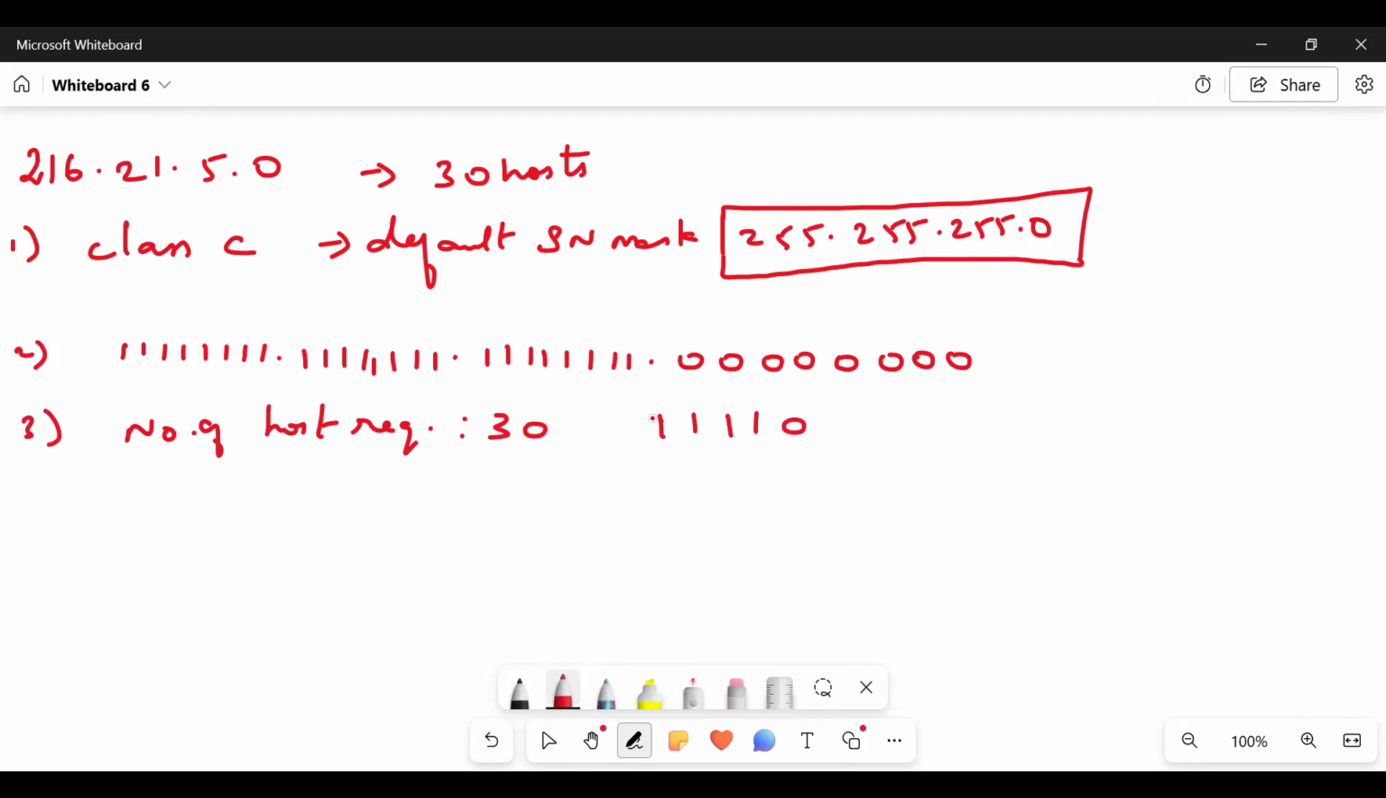So this is nothing but the binary value for this 30: 11110. Okay, binary value. So how many bits are there? Totally 5 bits. So now we are going to reserve 5 bits in the default subnet mask from the right hand side. Okay. So we are going to reserve zeros so that we are going to find the new subnet mask from that.